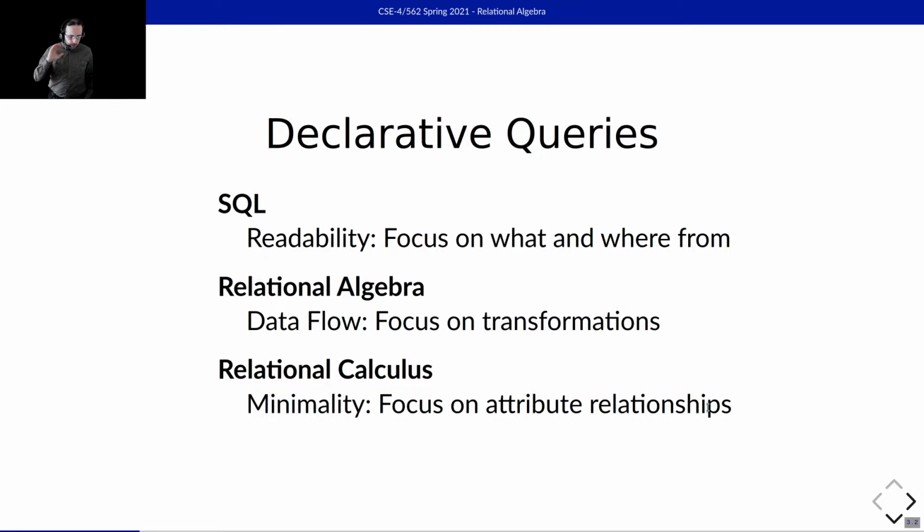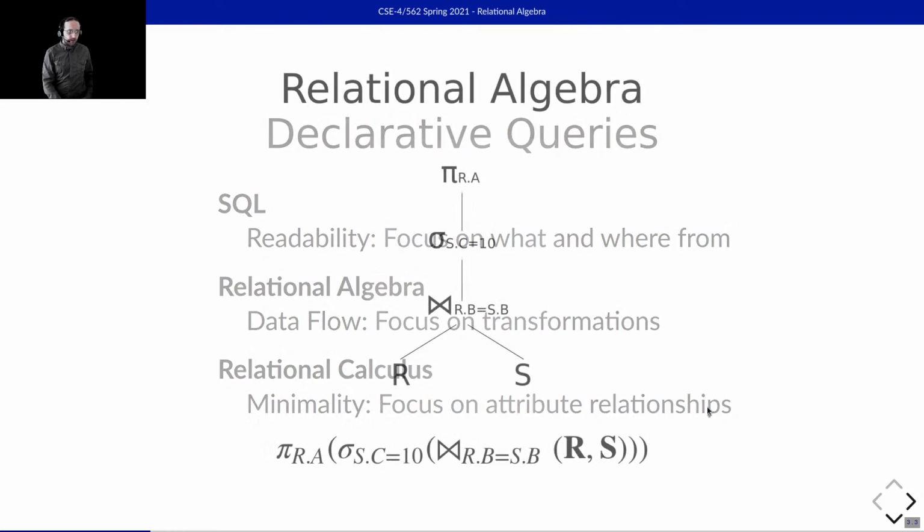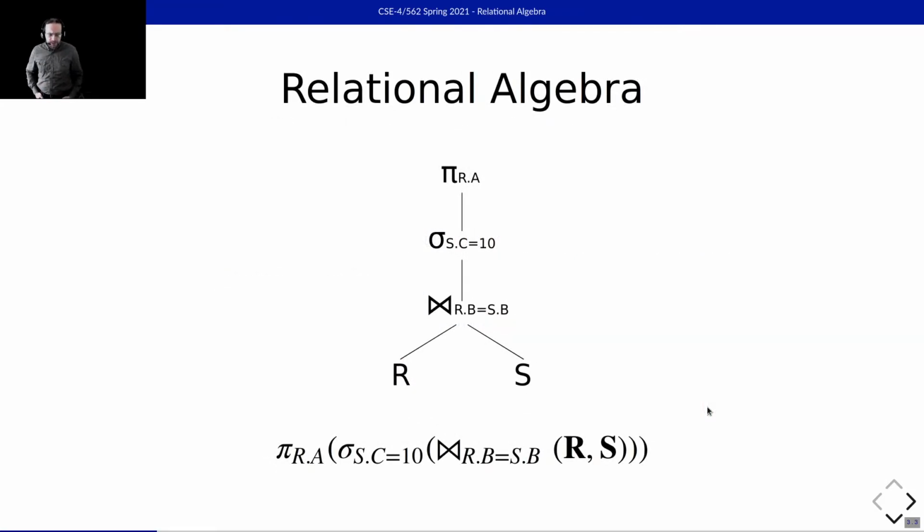So these are the three most common ways of expressing queries declaratively. Now we've already seen SQL. Here's exactly the same query, select R.A where S.C equals 10 and R.B equals S.B, but phrased in relational algebra. And throughout the course, you'll see me using two different notations for relational algebra.